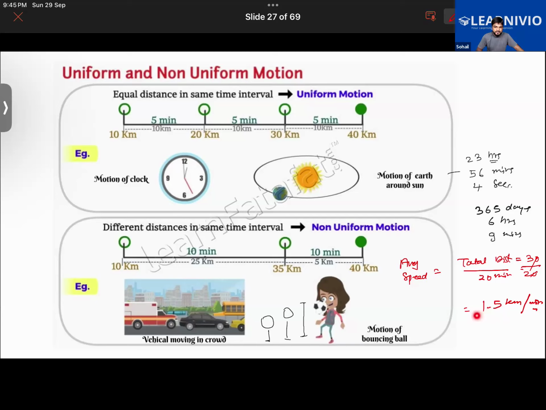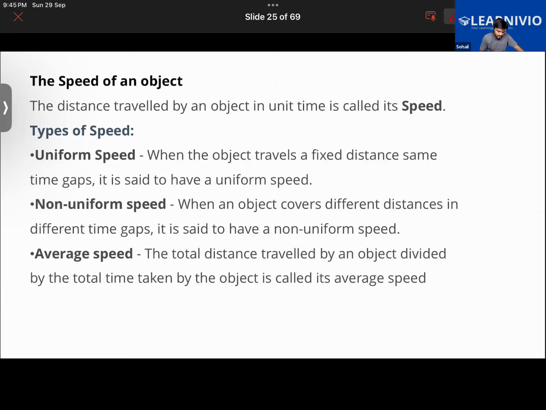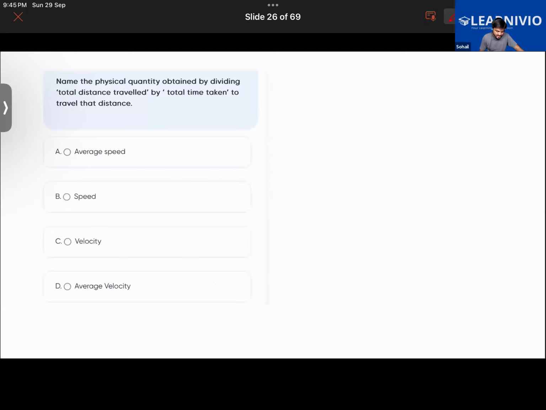Getting what I'm trying to say? It does not tell you the specific speed at which you were driving, but you have calculated the overall average speed. That's the case. So, hope these three concepts are clear. You guys answer this question.